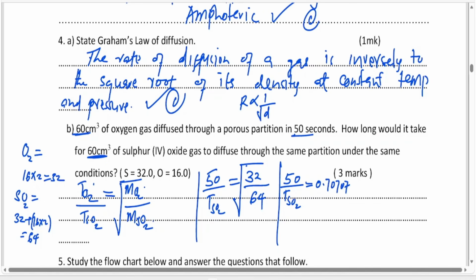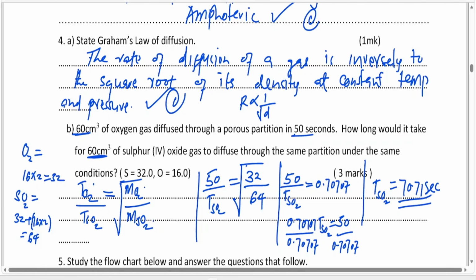0.70707. Then I do the cross multiplication, whereby I'm going to have 0.70707 times the time of sulfur oxide equals 50. Then I divide this by 0.70707. I divide here by 0.70707. And when I work it out, time of sulfur oxide would be equivalent to 70.71 seconds.